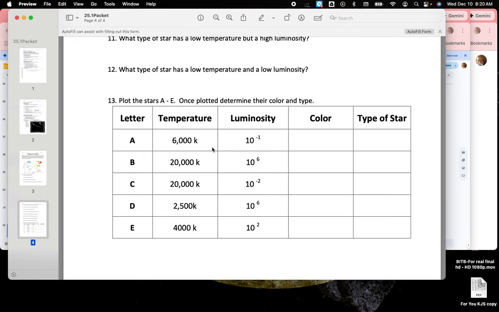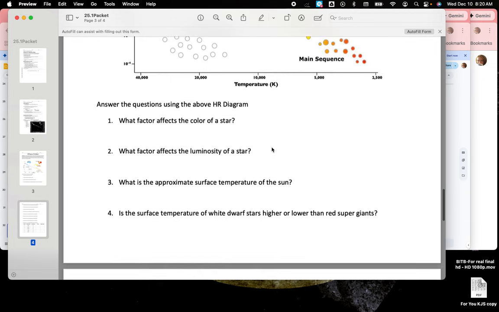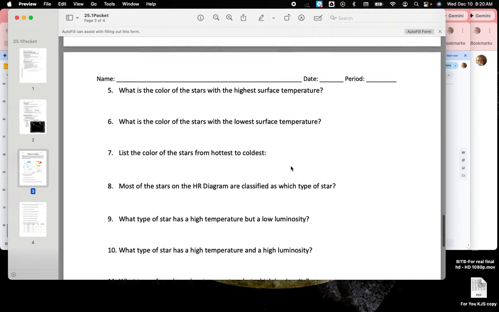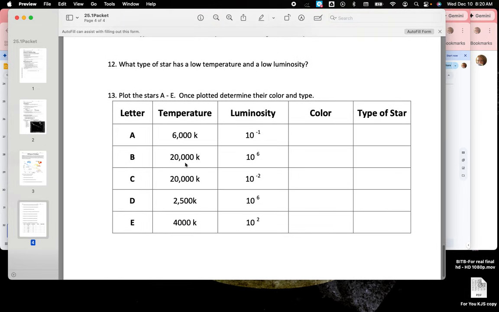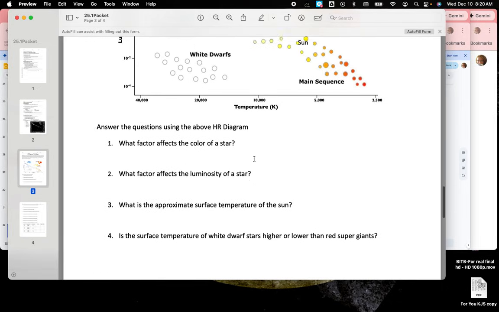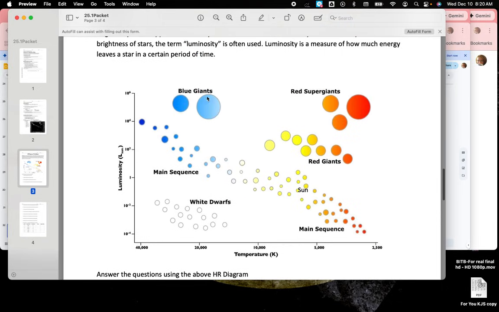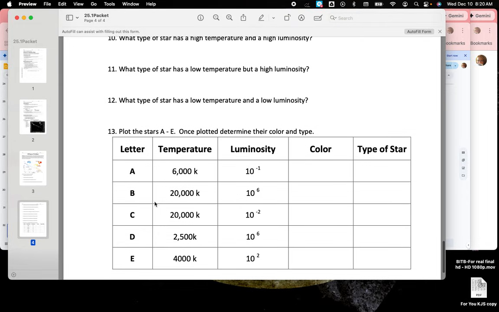Letter A is 6,000 K, luminosity 10 to the negative 1. So 6,000 K, luminosity 10 to the negative 1. I'm going to put A right by our sun. Then it says plot B, 20,000 K, 10 to the 6. So here's 20,000 K, 10 to the 6. There's my B. B is a blue giant. And you're going to do that for the other letters.